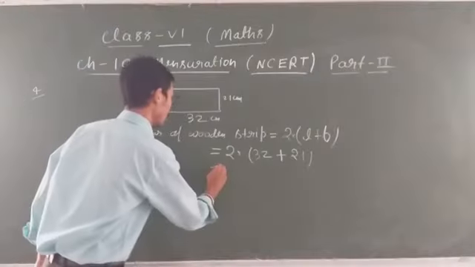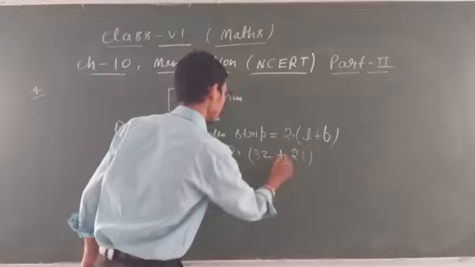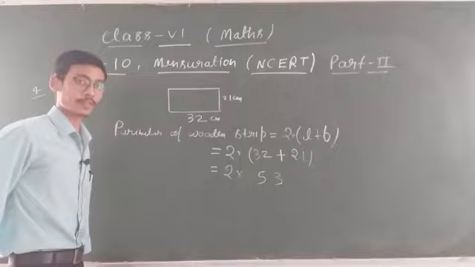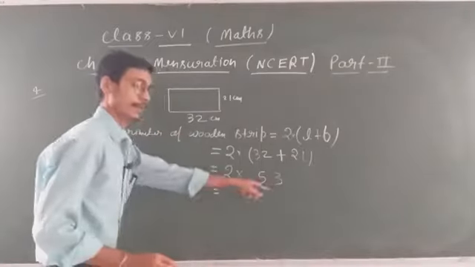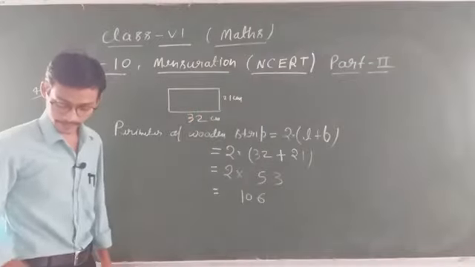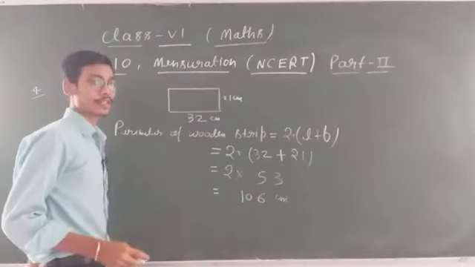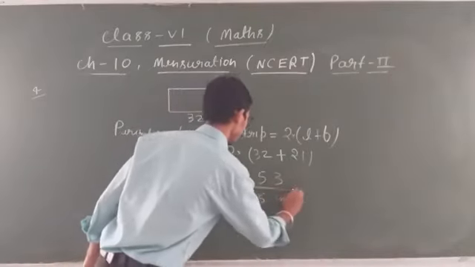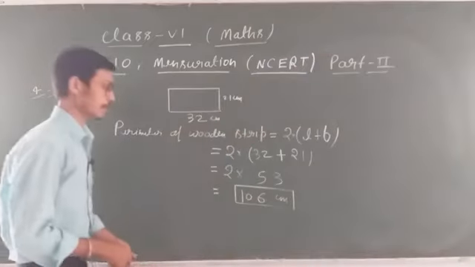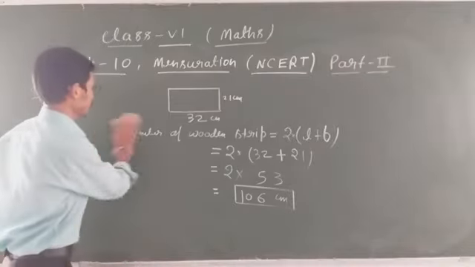Clear, student? Now 2 plus 1 is 3, 3 plus 2 is 5, so 53. Clear, students? Now multiply this: 2 times 3 is 6, 2 times 5 is 10. So 106 centimeter. It means the perimeter of the wooden strip is 106 centimeter. Clear, student? So by this you can find your answer step by step. Now come to the next question.